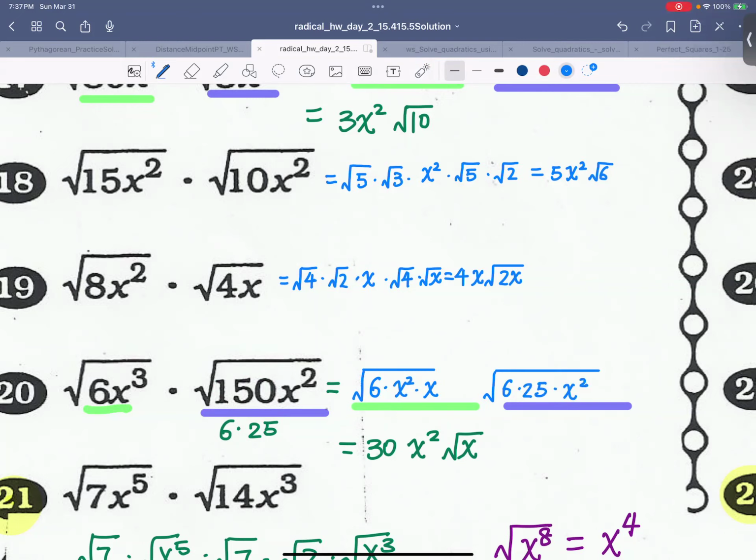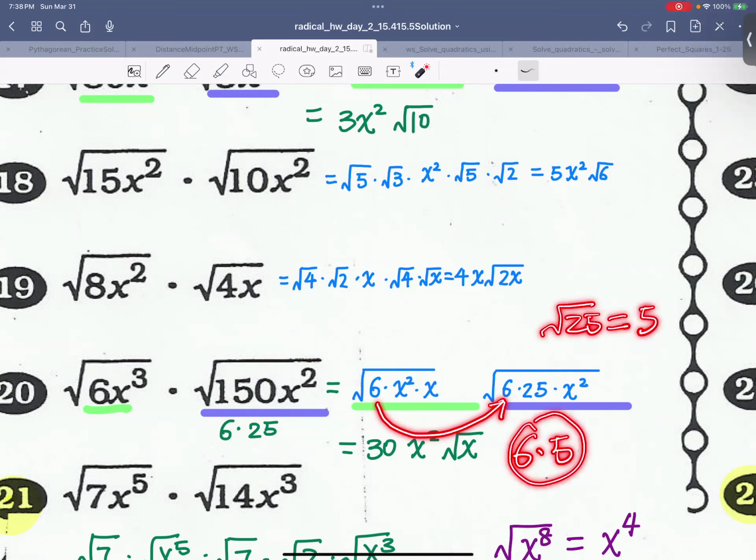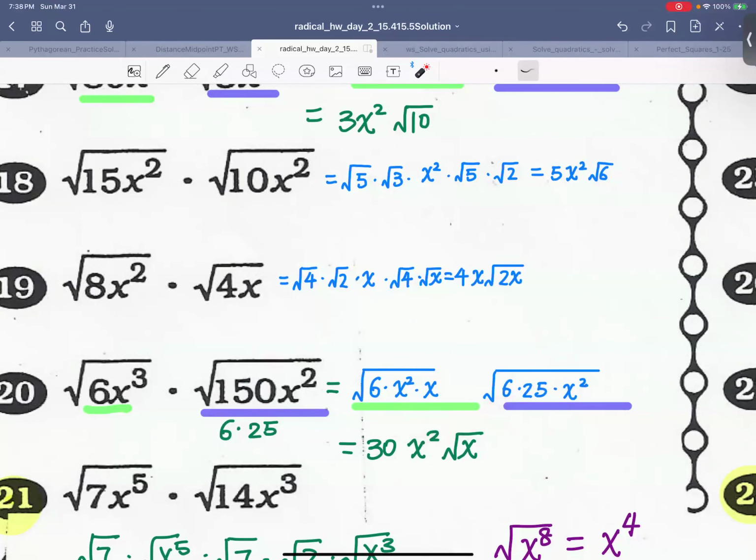Are you okay? Yes. Keep yourself unmuted, okay? And then the 6 and 6, you can take out 6. Do you agree? Yeah. Square root 25, you take out who? 5. 6 by 5 will be? 30. And this is x squared, and this is x squared. They are both under the square root, so you can take an x squared out. Make sense? Yeah. So you are left with square root x, okay?